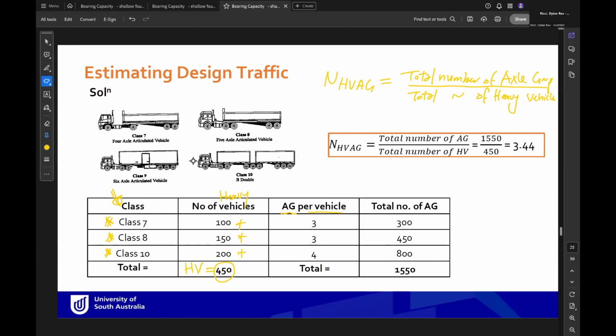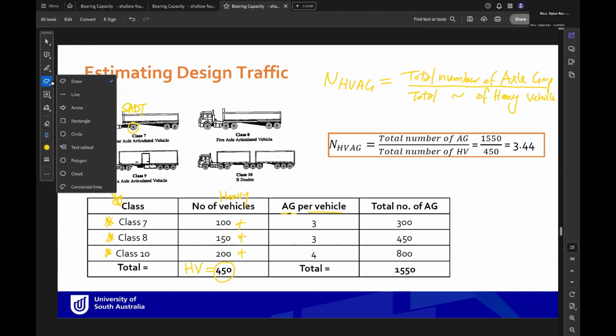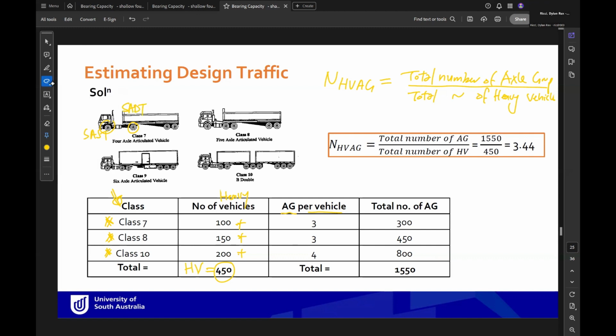The axle groups per vehicle: if we look here at class 7, how many axle groups do we have? We have SAST, we have here SAST as well, sorry, SADT, because this one is dual tire. So we have SADT, and here we have TADT.